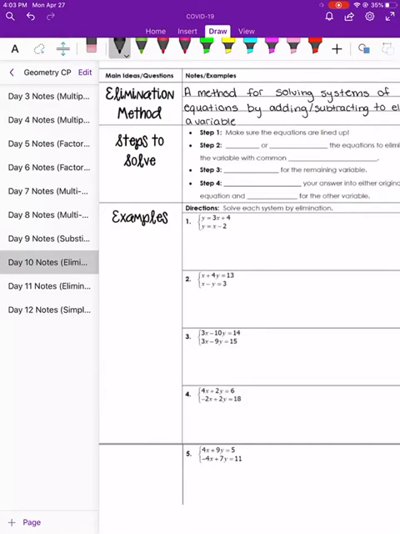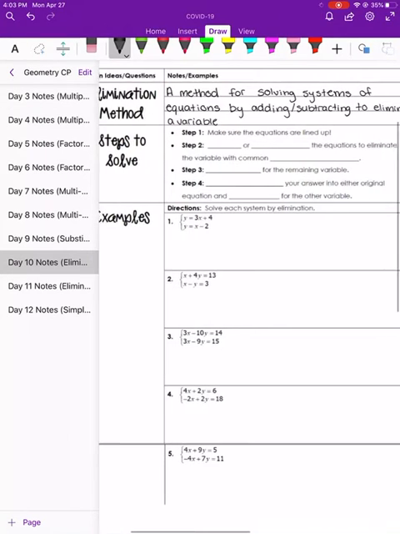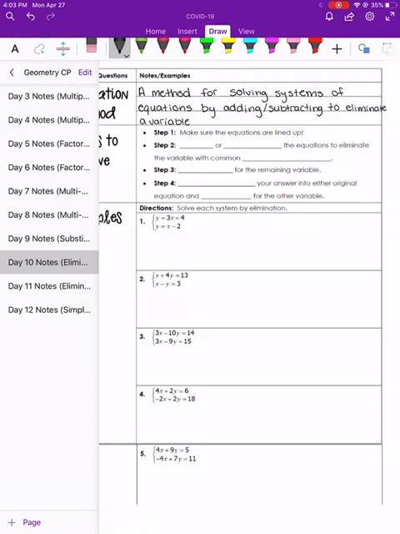Okay, so step one is to make sure that the equations are lined up, meaning that y is over y, x is over x, numbers are over numbers. I will always do something like x plus y equal a number, or y plus x. I always put my x and y on the left side. It doesn't have to be done that way. I just am consistent with that.